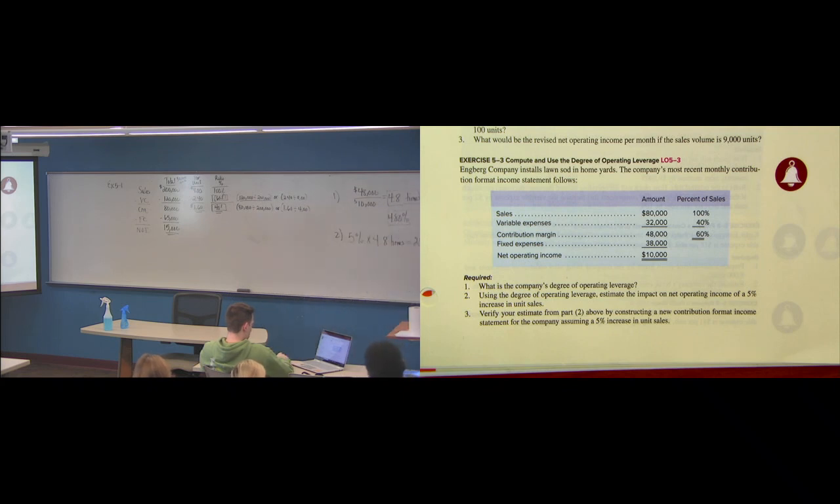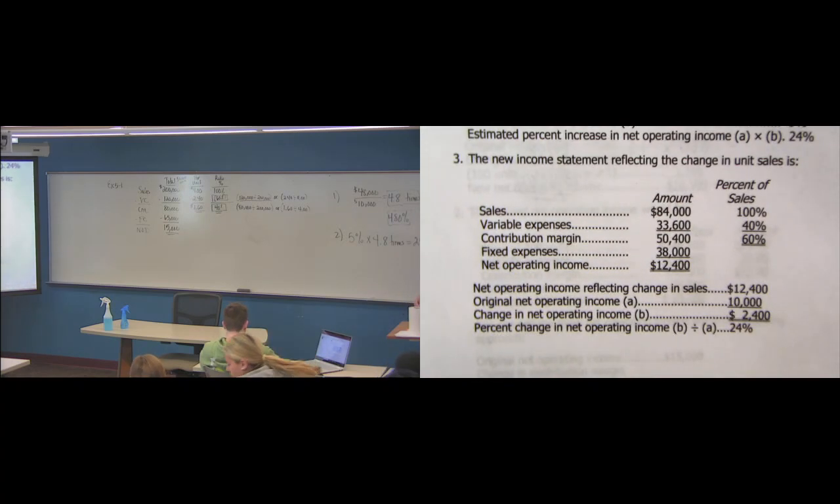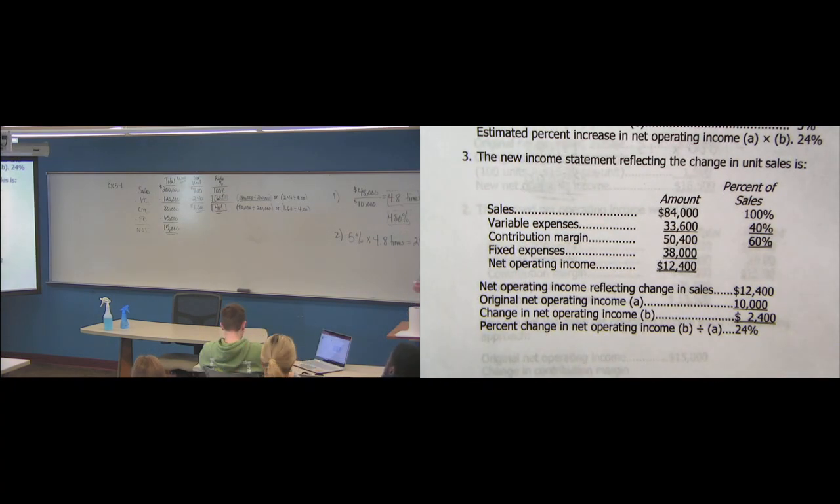So here's what we got. Remember, our net operating income was 10,000. Keep that in mind, okay? And here we go. This is our new income statement. How do we get those numbers? Well, the easiest way to do that, what was the original amount of sales? 80,000, right? Yes?